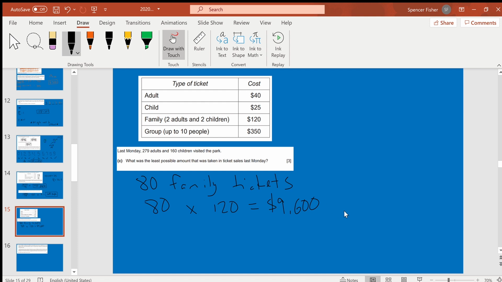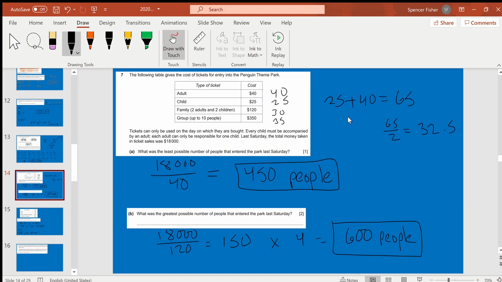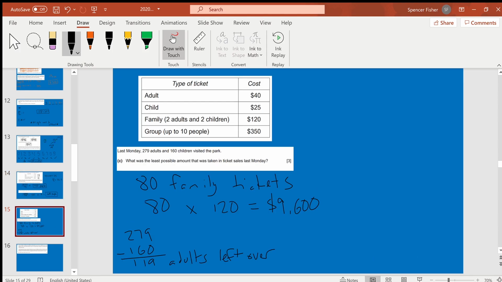Now, is that the answer? No, because we still have all of those adults that need to be accounted for as well. So there were 279 total adults minus the 160 that are accounted for by the family tickets, which leaves us with 119 adults left over. Now, as we established, it's $35 per person in a group up to 10 people, and each adult ticket is $40. So it would be preferred that we have only groups, right?